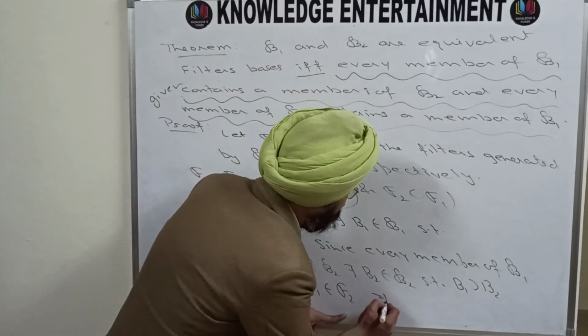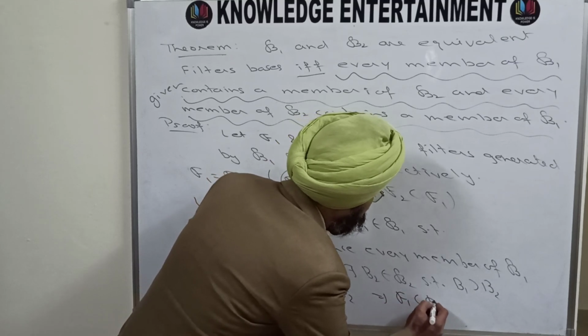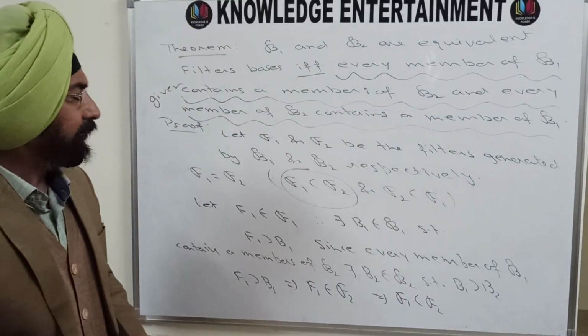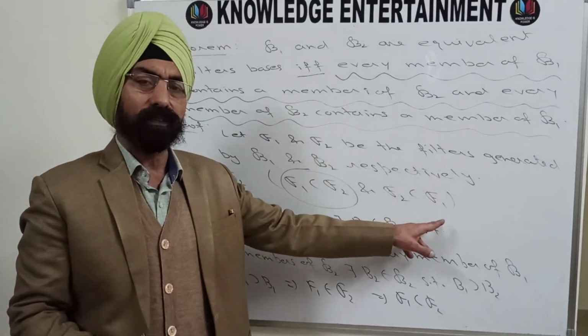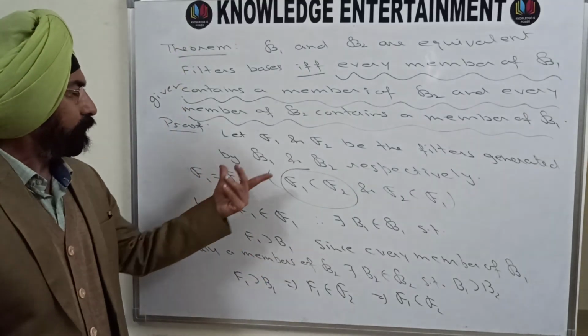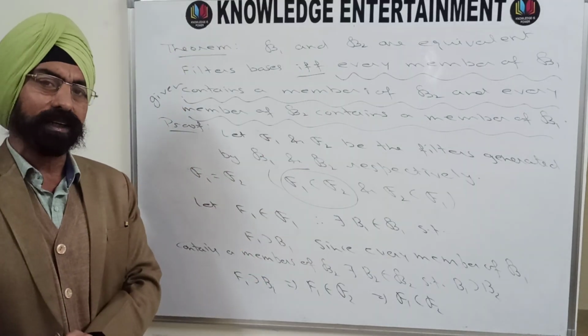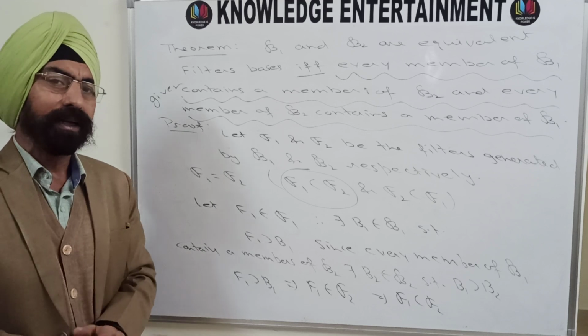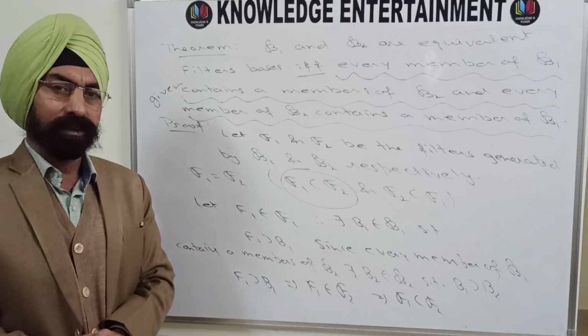We have taken f1 from F1 and now f1 belongs to F2. This proves that F1 is a subset of F2. Similarly, it can be shown that F2 is a subset of F1. So F1 is equal to F2. That means B1 and B2 generate the same filter, which proves that B1 and B2 are equivalent bases.